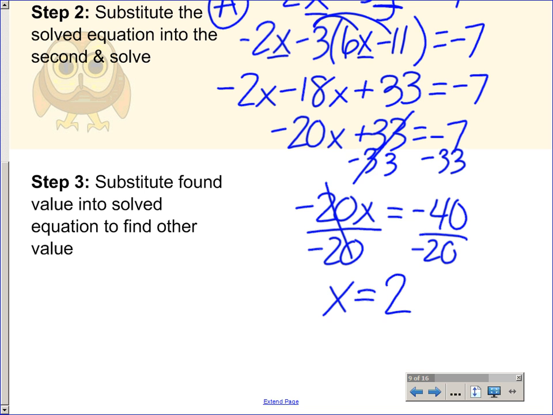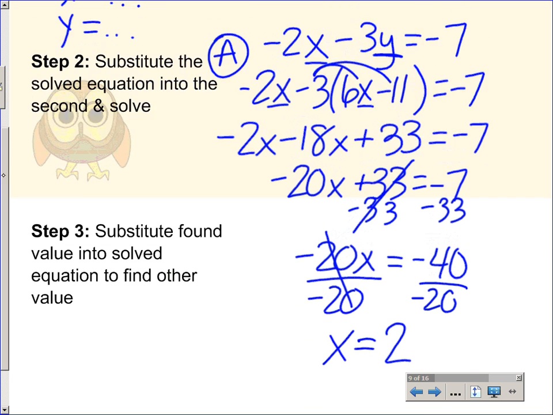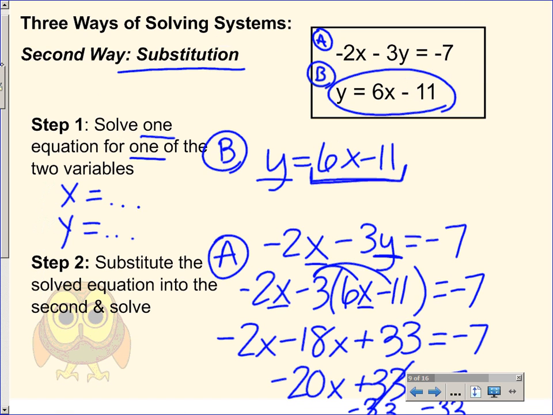Okay. Remember, when you're solving a system of equations, you're looking for the point where these two lines intersect. That means my answer needs to be an ordered pair. Ordered pairs are always x, y. Well, I just found my x value. I found that x equals 2. Now that I know that x equals 2, I'm looking for this y value. So I need to know, what does y equal when x is 2?